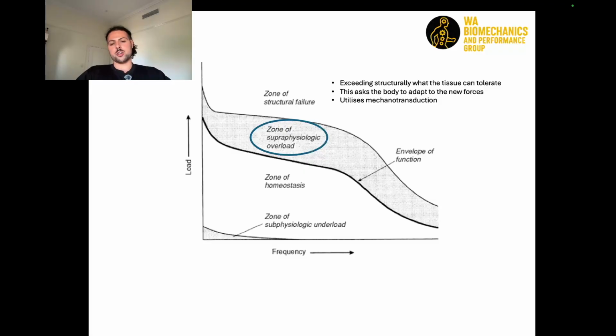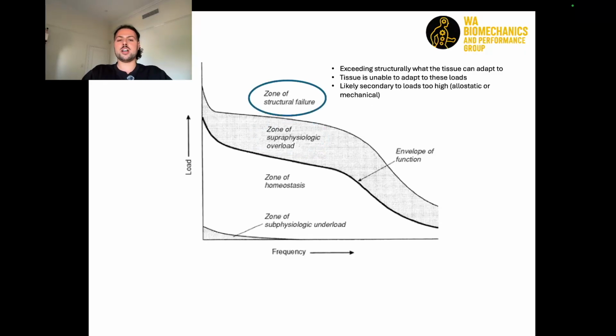Now, when we creep above that envelope of function line, we get the zone of supraphysiologic overload. And this is when we start to exceed structurally what the tissue can tolerate. And this is when we're starting to ask the cells or the tissues to adapt to the new forces we're putting on this tissue or structure. And this is utilizing mechanotransduction when we train and do an activity above the envelope of function.